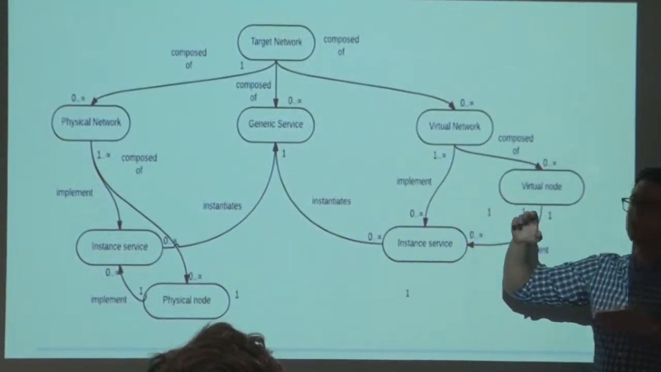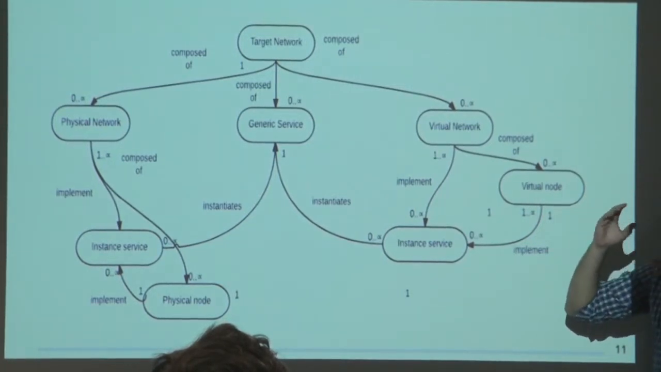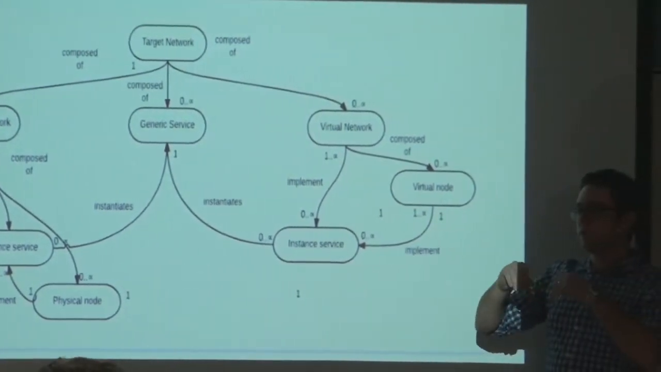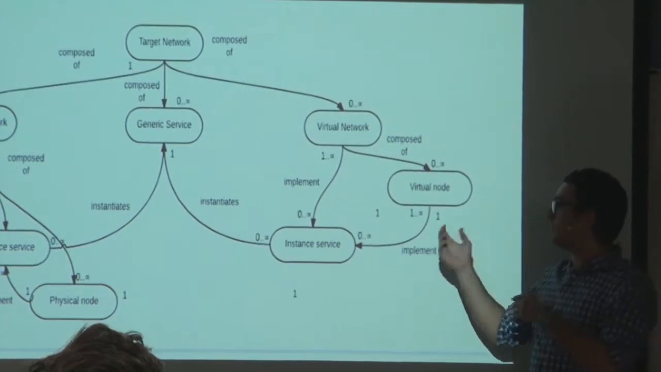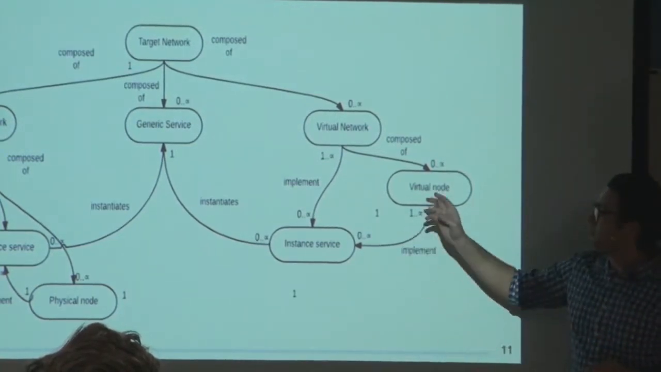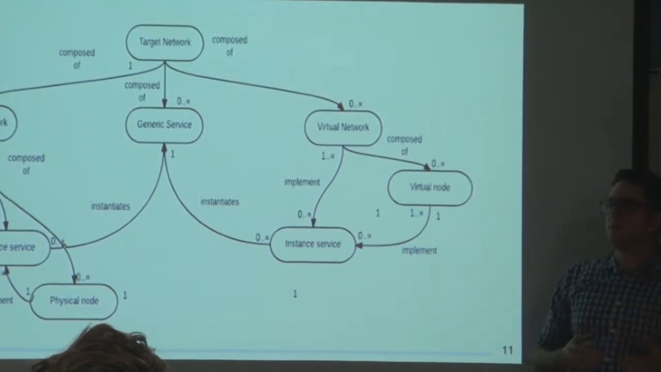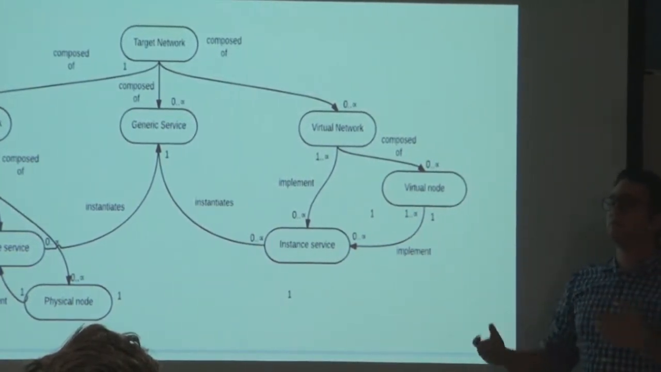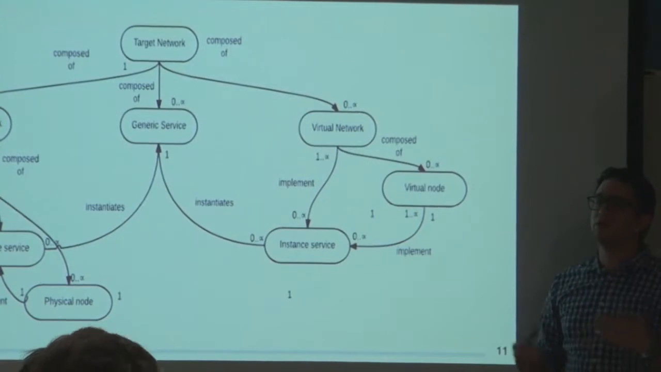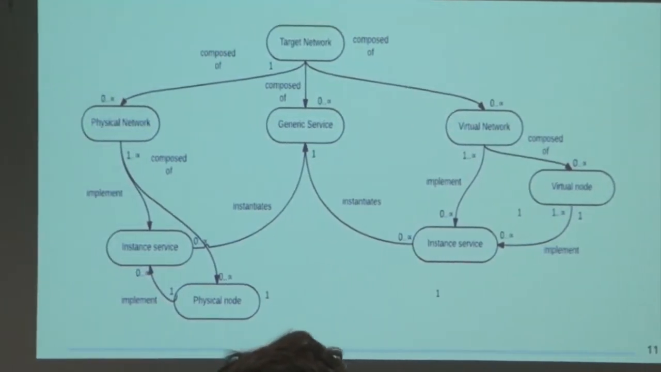For example, for VLAN, we have just the structure, like the interface on which this service will be implemented, and the VLAN ID. And in the instance service, we will have the value of these parameters, like the name of the interface and the value of the VLAN. Okay?